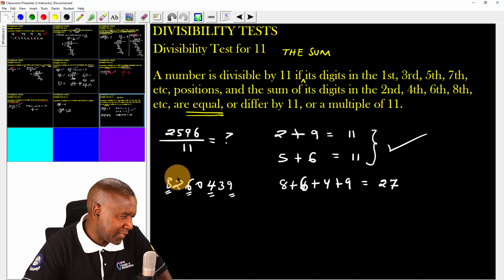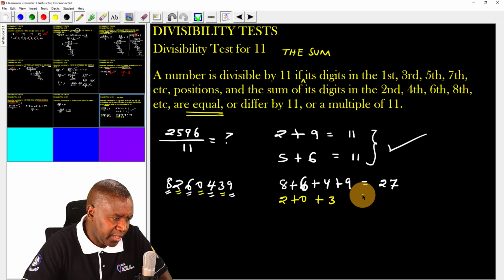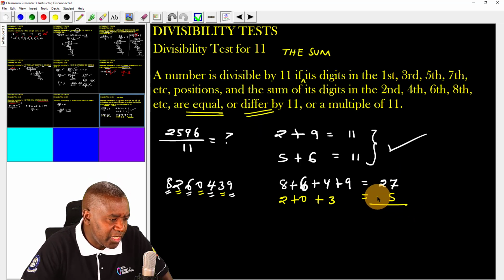Then I come and add these ones here. Let me write them in a different color. 2, 0, and 3. 2 plus 0 plus 3 is going to give me 5. What is the difference between them? So they are not equal. First of all, they are not equal. The sum of this is not equal to the sum of this. So I check for the difference between them. 27 minus 5, I get 22.